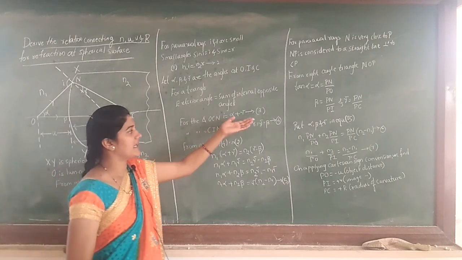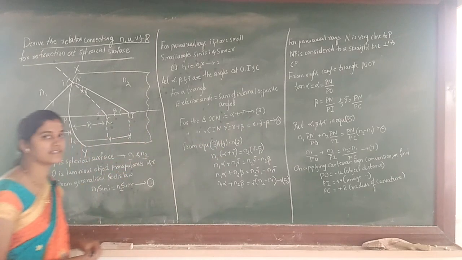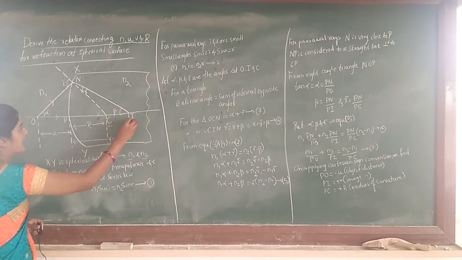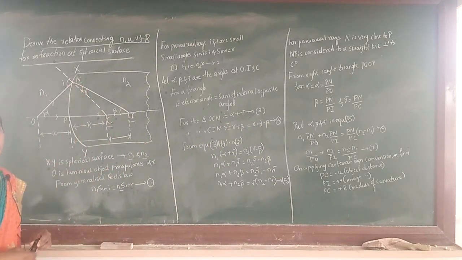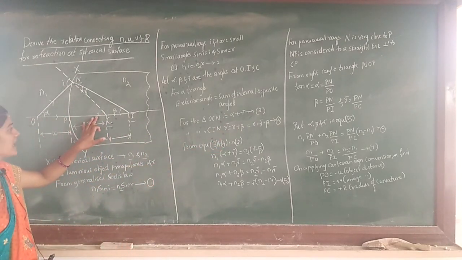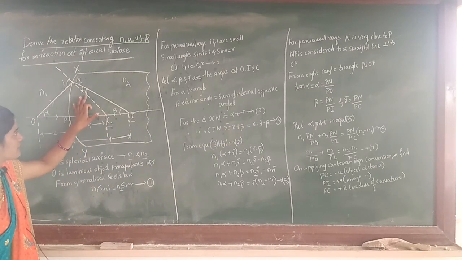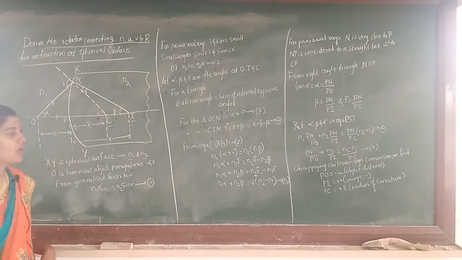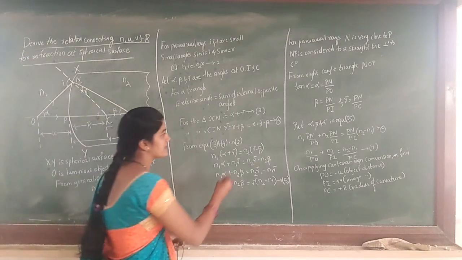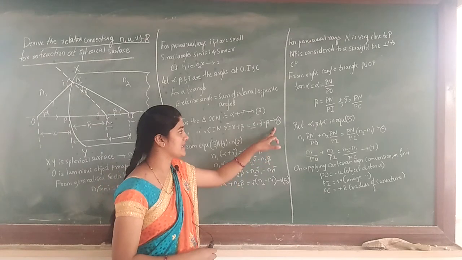Now from the triangle CIN, gamma is equal to r plus beta, where r is the angle of refraction. This can also be written as r is equal to gamma minus beta. Consider this as equation 4.